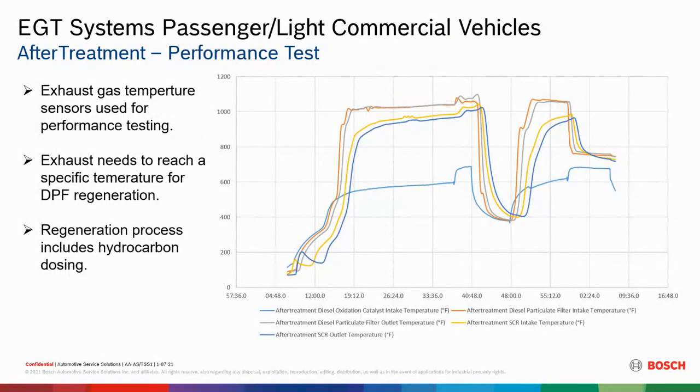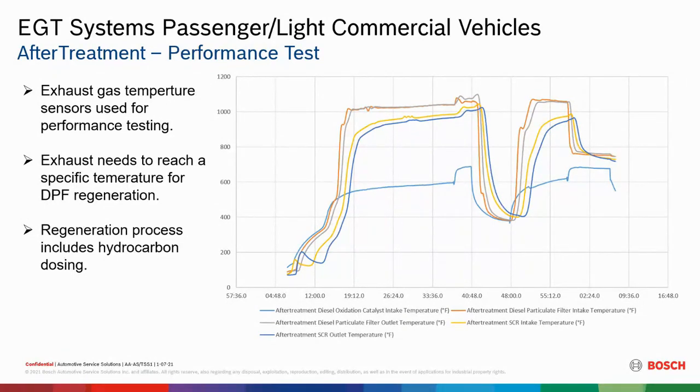So watching these things is very important to understand how this system all functions and works. And if you understand how the temperature sensors correlate, if you follow them, you can get a good idea of how that system is actually operating as a whole. The exhaust gas temperature is used for performance testing. The exhaust needs to reach a specific temperature for DPF regeneration, and that is probably around that 550 degree mark. So somewhere between 500 and 600 for the average vehicle.